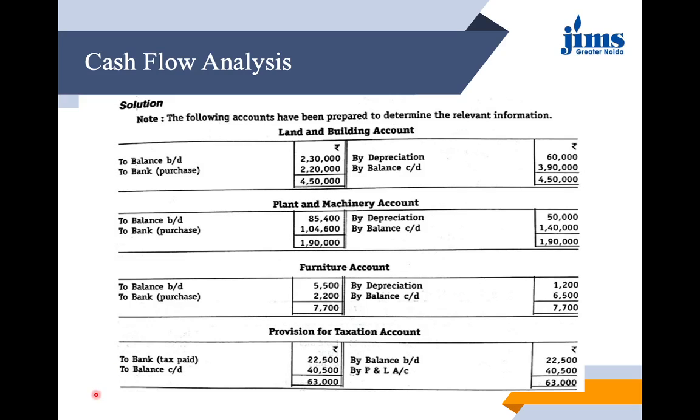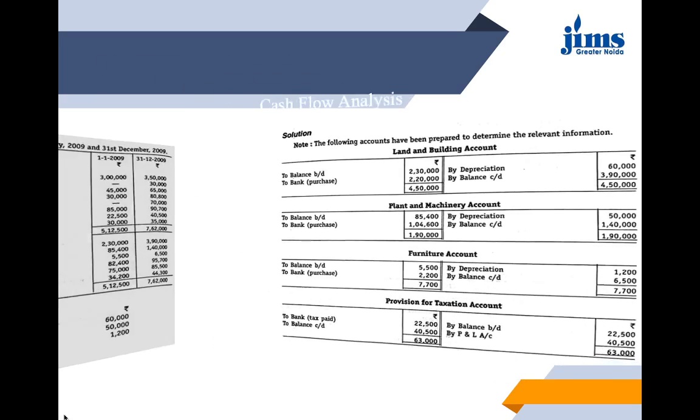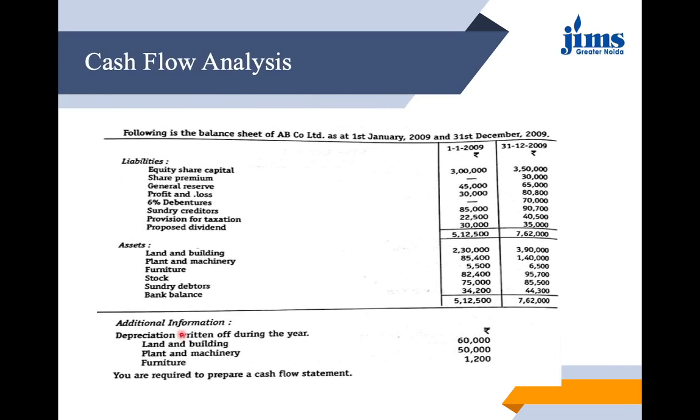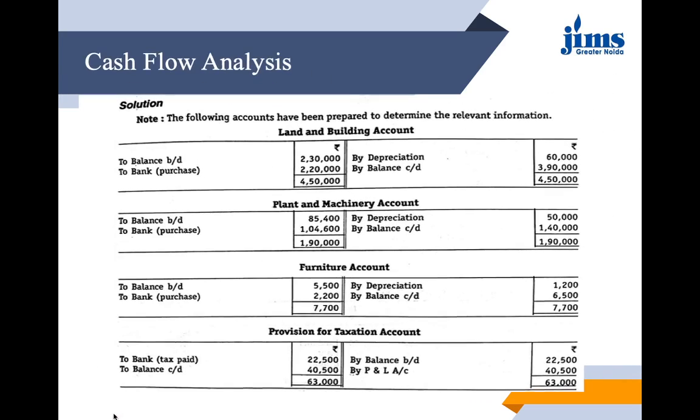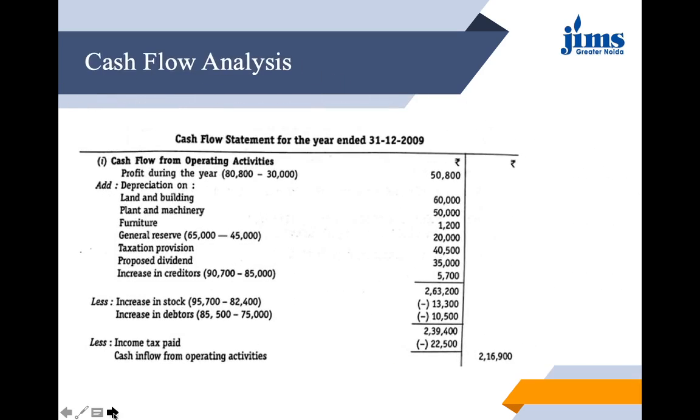And we do have balance from P&L account, that is 40,500. We can take that and finally we can obtain how much tax is being paid in that particular year. Then further we can go and move and draw towards the cash flow statement.